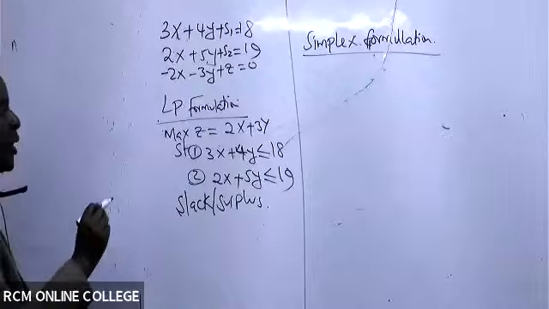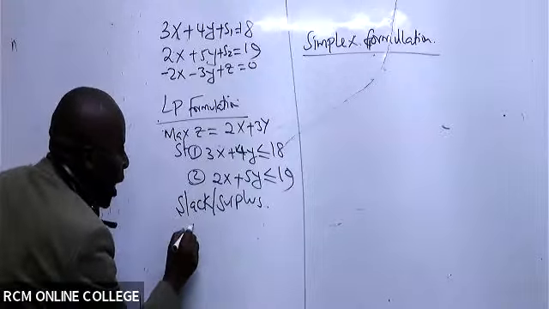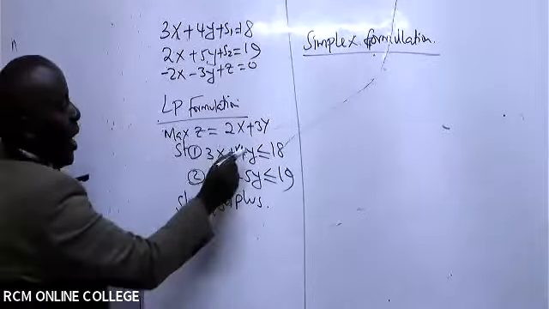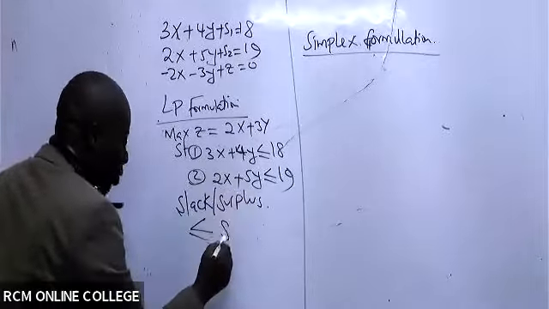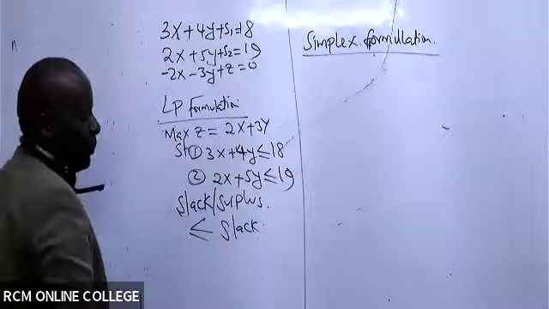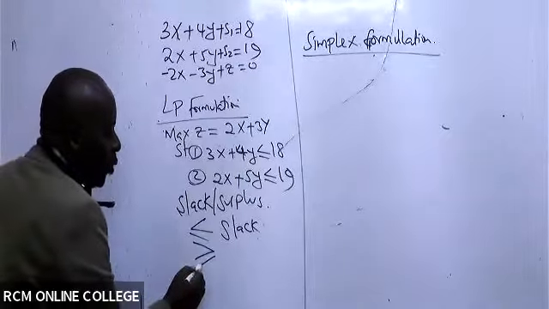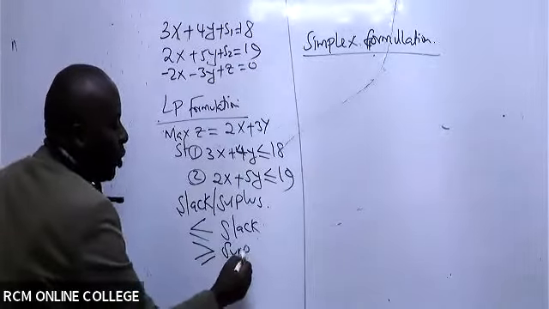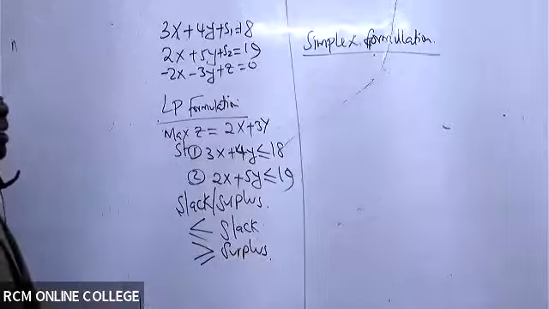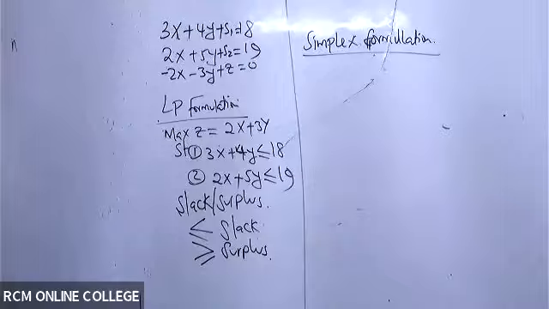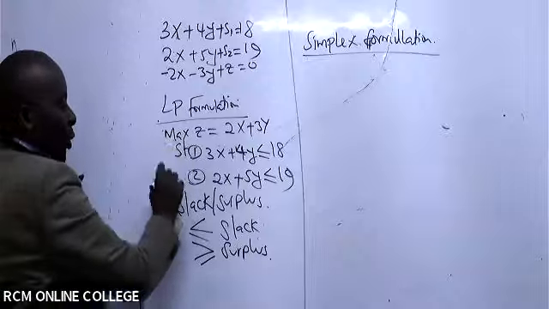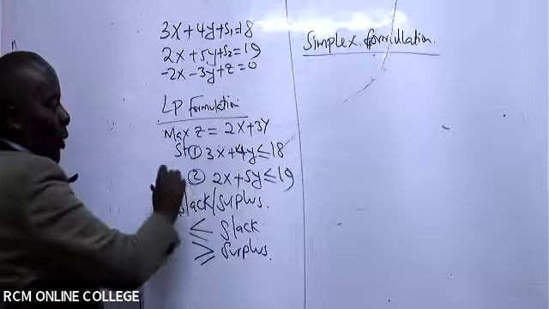If you remember what we said in the morning, whenever you have this kind of sign, less or equal to, we normally call this one a slack. If you have this other kind of inequality, we normally use what we call a surplus. So in the simplex formulation, we normally start with the conditions, remember.